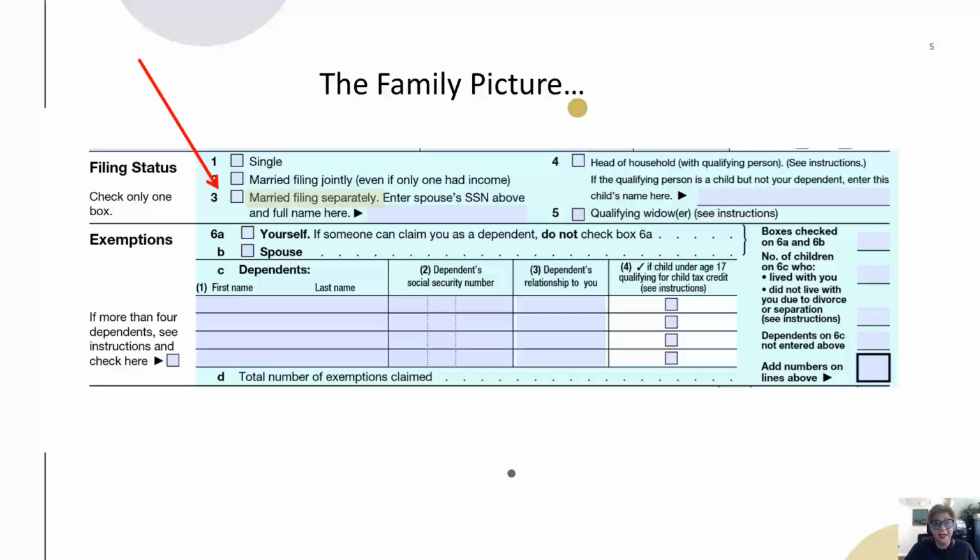The next one, the exemptions, will just give you an idea of who in the family is a dependent. For example, this could be children. It could also be parents. It could be grandkids. It could be a girlfriend-boyfriend situation where one is taking care of the other, and their children as well in some cases. So this will give you an idea of what the family picture looks like.